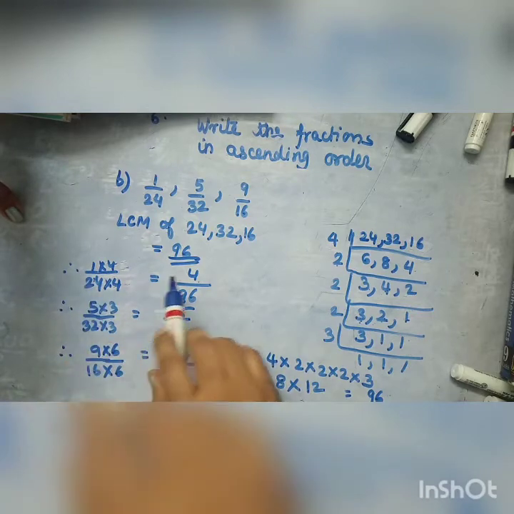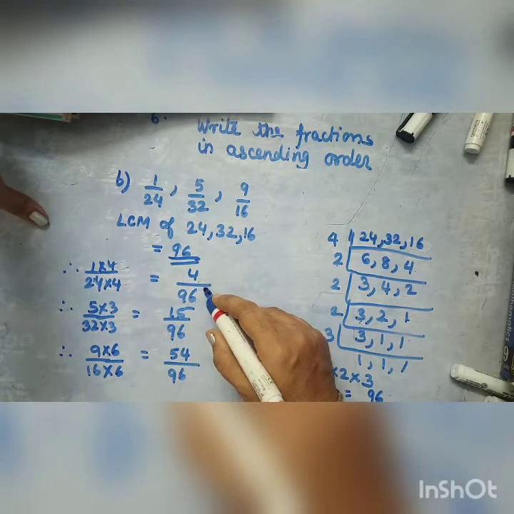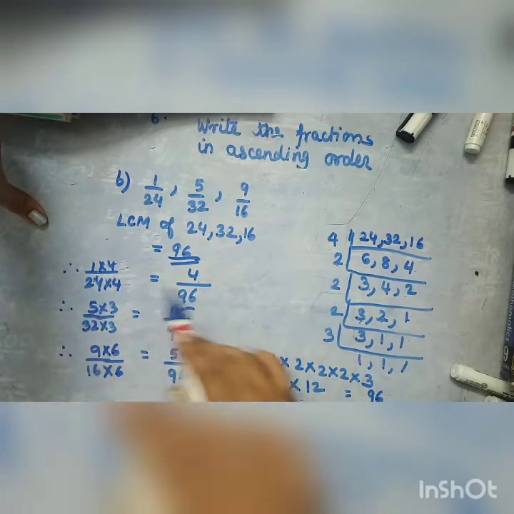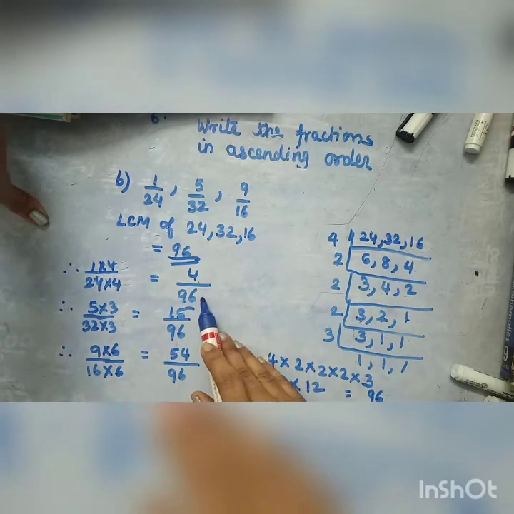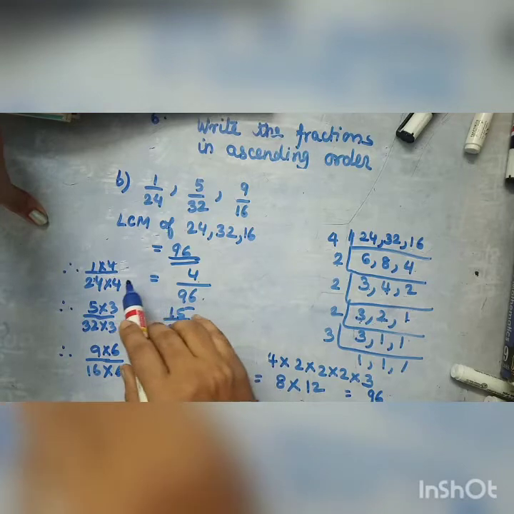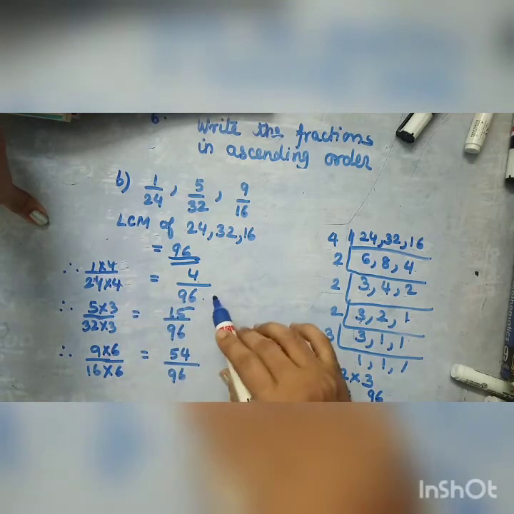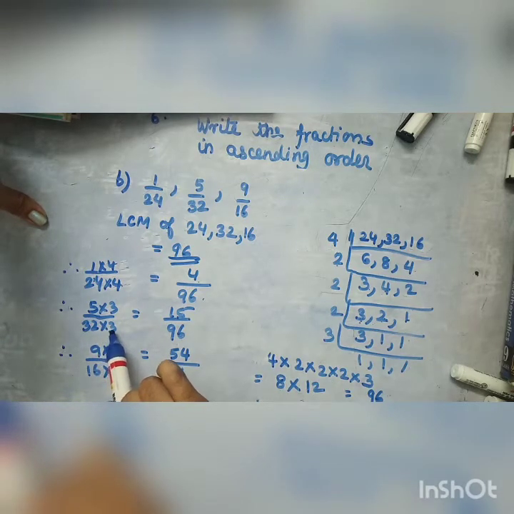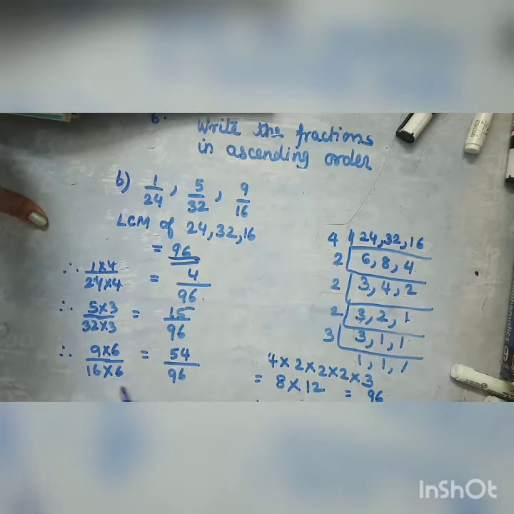Now similarly, what you will do is take one by one the fractional numbers. As you have taken the fractional number over here, you can see here it is 1 upon 24. So you need to have 96 as the denominator. As you multiply by 4 you get 96. In the second fractional number you have to multiply with 3 so that you get 96, and here you have to multiply with 6 so that you get the denominator as 96.